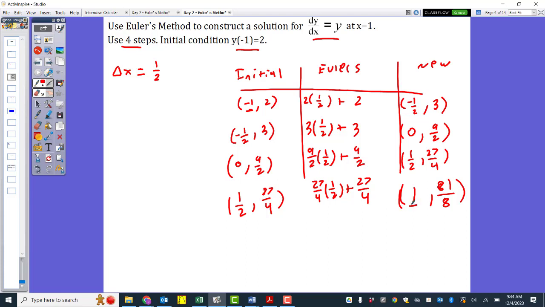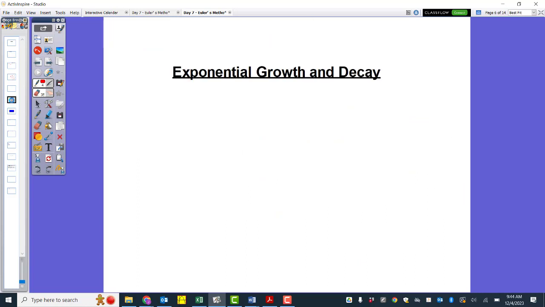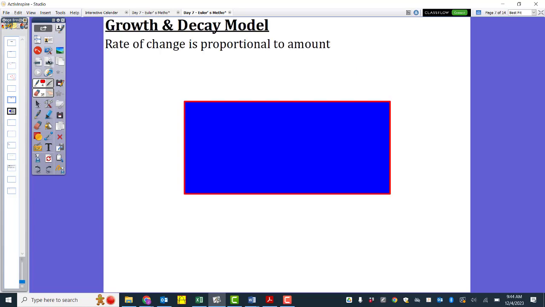So now, once we've gotten to the right x value, we stop and say y of 1 is approximately 81/8. And that's Euler's method. All right, next we're going to look at exponential growth and decay. We'll start with just exponential growth and decay, and we'll look at logistic growth and decay in a minute.